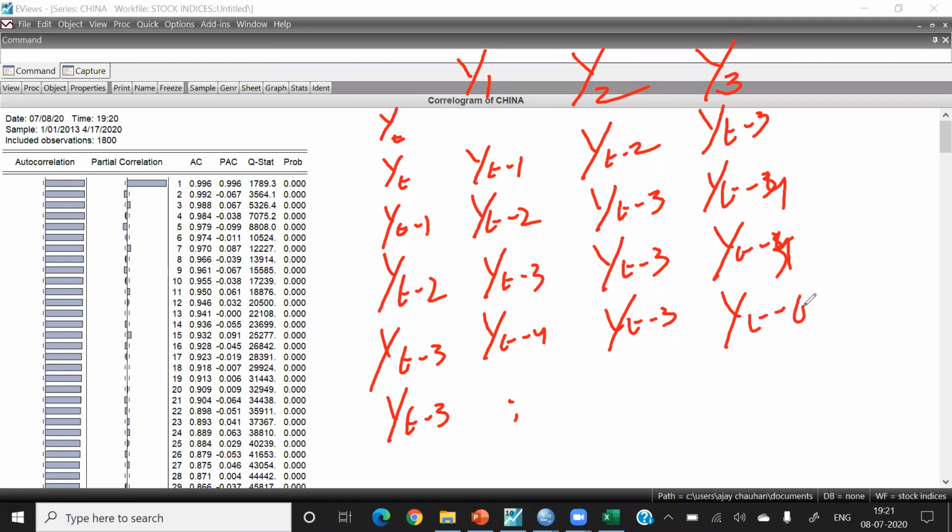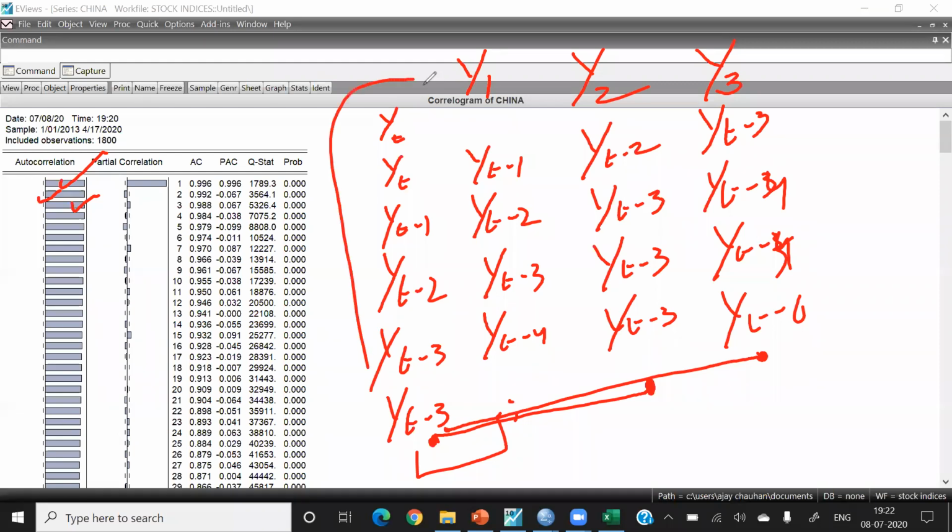If you find out the correlation of this and this, the value is this. If you find out the correlation of the first series and the third series, the value is this. If you calculate the correlation between the first series and the fourth series, the value is this. So therefore, this part, the first graph, is known as autocorrelation: the correlation of the first series with its lagged series, lag 1, lag 2, lag 3, up to lag 36. So I hope you understand the meaning of autocorrelation.